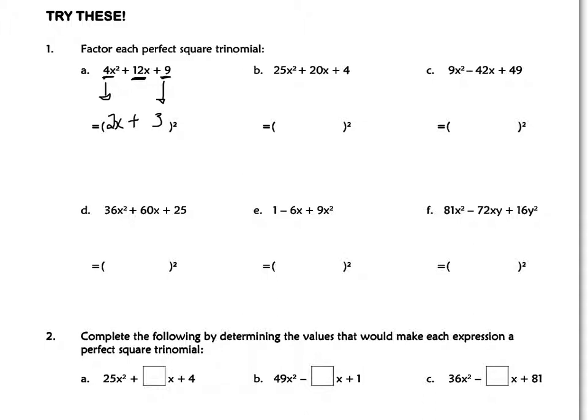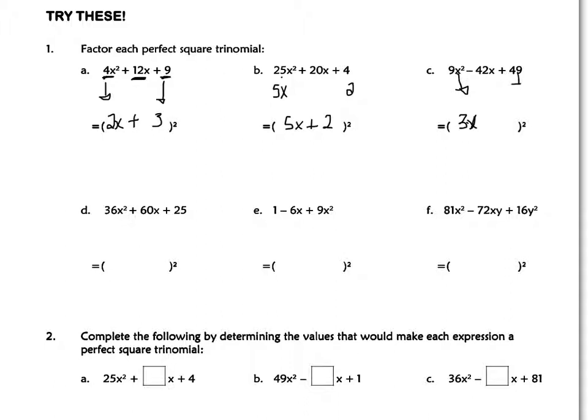So for this one here, the square root of this would be 5x, and the square root of this would be 2. So our perfect square trinomial factors would be 5x plus 2 times 5x plus 2, or 5x plus 2 all squared. And again, if you check the pattern, 5x squared is 25x squared, and twice the product of 5x and 2 is going to be 20x, and then the square of the last term. And this one here, the square root would be 3x.